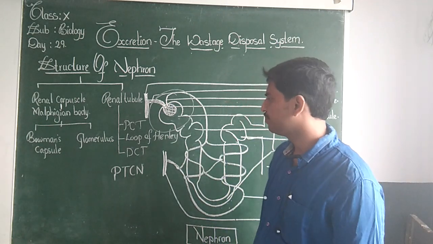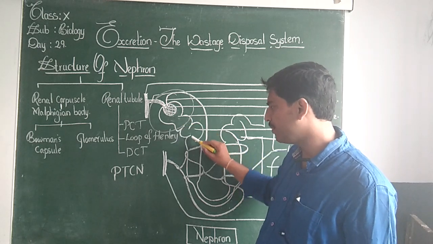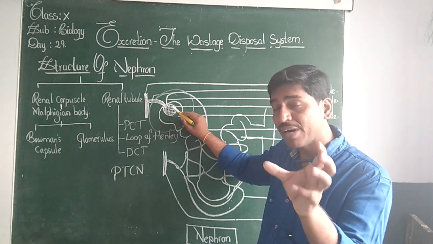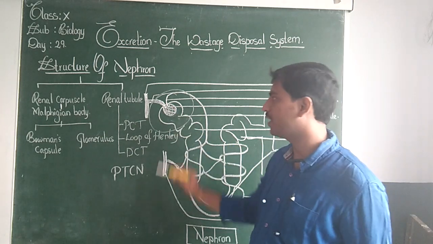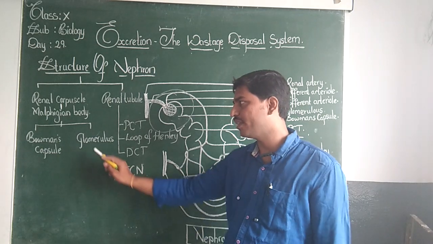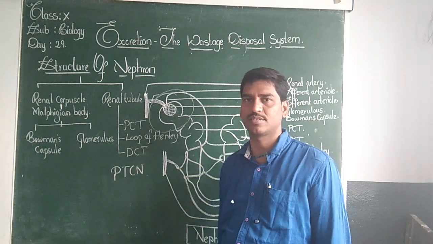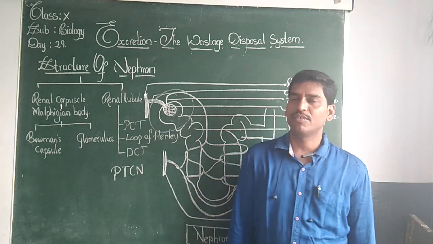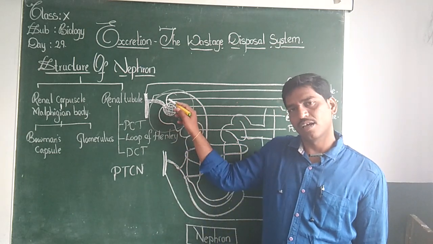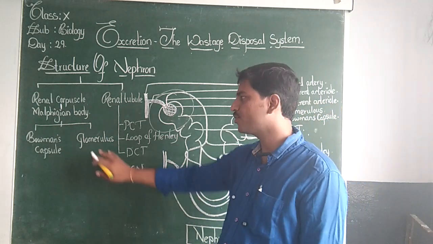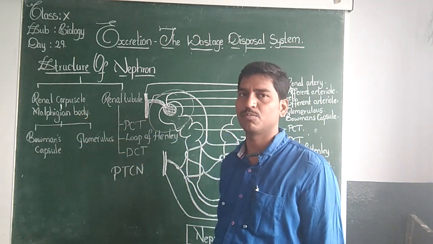Now look further. The bunch of capillary network that is present inside this Bowman's capsule is called the glomerulus. What is the glomerulus? A bunch of capillary network present in the Bowman's capsule is called the glomerulus. These two things together constitute the Malpighian body.